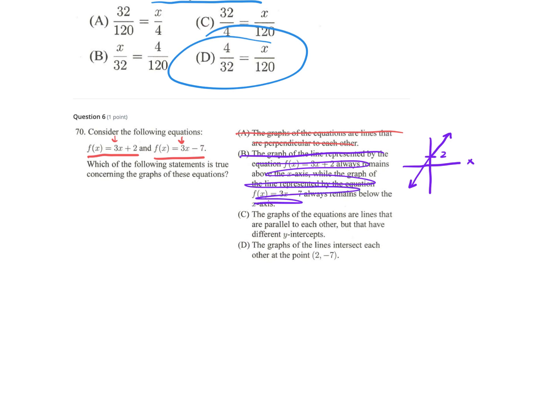C says the graphs of the equations are lines that are parallel to each other but have different y-intercepts. I know that's for sure true. I'm going to check that last one though. The graphs of the lines intersect each other at the point 2, negative 7. Well, let's try that. I'm going to think about this first line, y equals 3x plus 2, and I'm going to see if that's a point on our line. I'm going to plug in this x value and see if I get negative 7. Y is equal to 3 times 2 plus 2. That's 6 plus 2, which is 8. So that point isn't on the first line at all. So I'm going to cross that off and keep my answer as C.